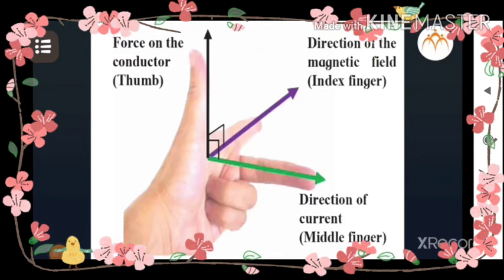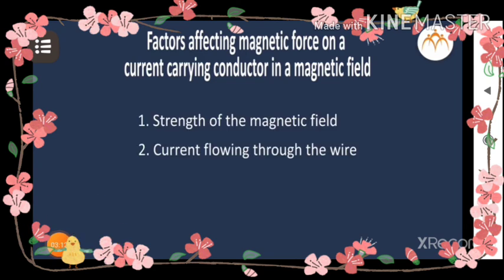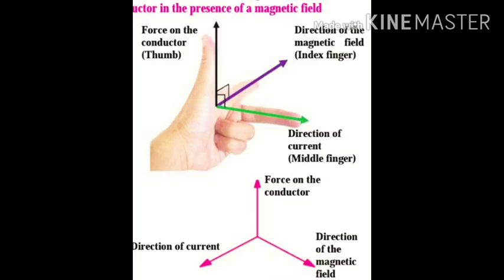This is explained by Fleming's left hand rule. If the index finger is in the direction of the magnetic field and the middle finger points in the direction of the current, then the thumb is in the direction of the force on the conductor. The strength of the magnetic field, the current flowing through the wire, and the length of the wire, these three factors affect the force.